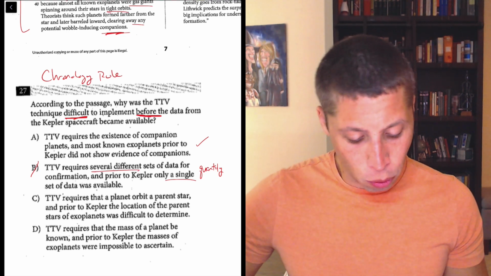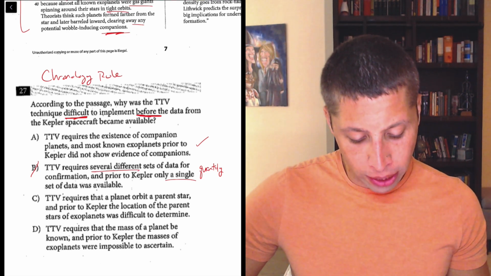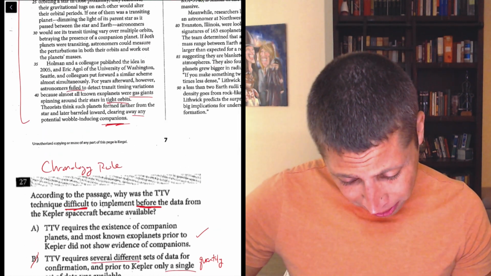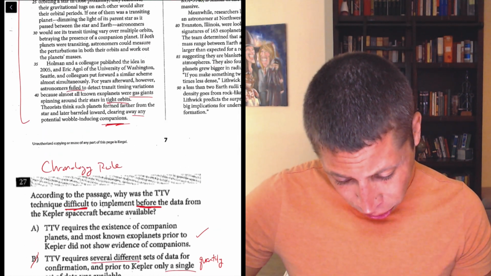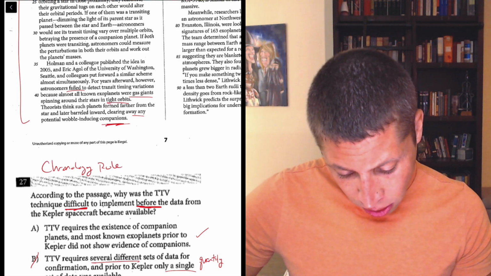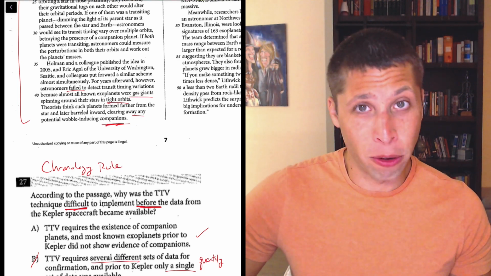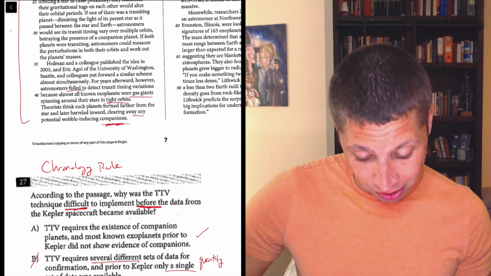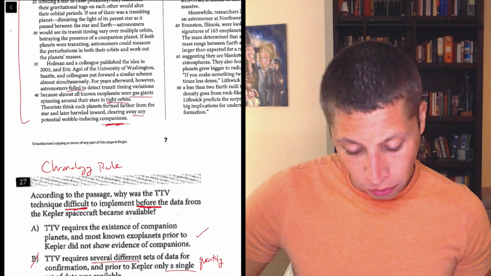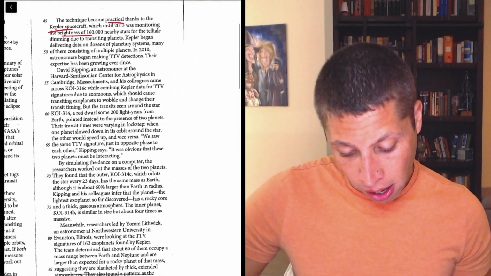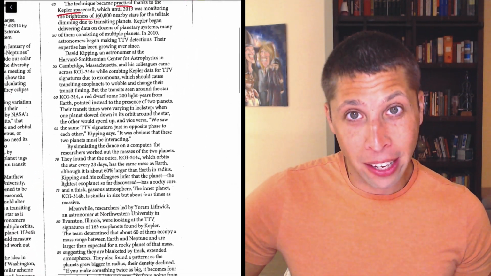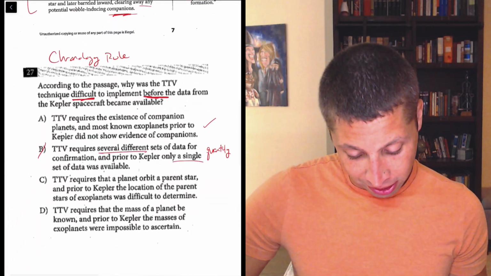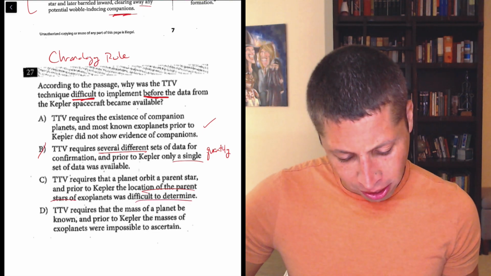C. TTV requires that a planet orbit a parent star, and prior to Kepler, the location of the parent stars of exoplanets was difficult to determine. They didn't know where the stars were? Is that what they said? For years afterward, however, astronomers failed to detect transit-timing variations were gas giants spinning around their stars in tight orbits. It sounds like they know where the stars are. They're around that star in tight orbits. It formed farther from the star. So they talk about the star, but not like we don't know where it is. We seem to understand where the star is. So the location of the parent stars is difficult to determine?